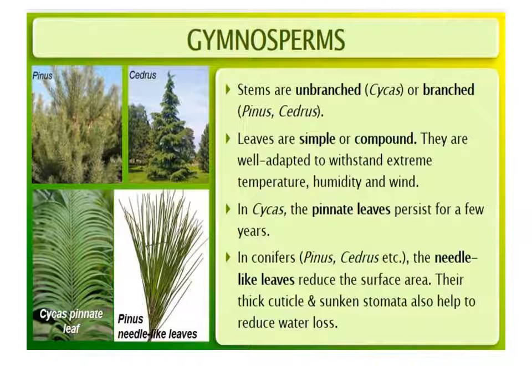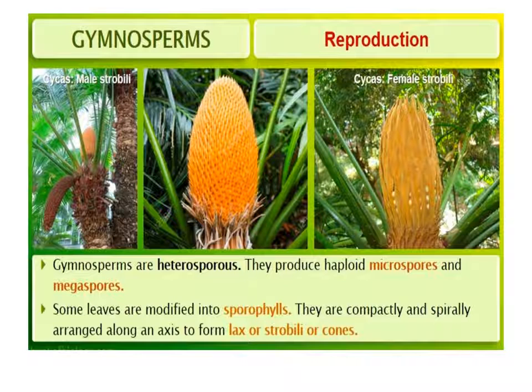Here are some of the examples of gymnosperms such as Pinus, Cedrus, Cycas. In conifers like Pinus and Cedrus, it shows a needle-like structure in the leaves and has a thick cuticle and sunken stomata for the reduction of water loss. It produces two types of spores. Haploid spores are there, microspores and megaspores.